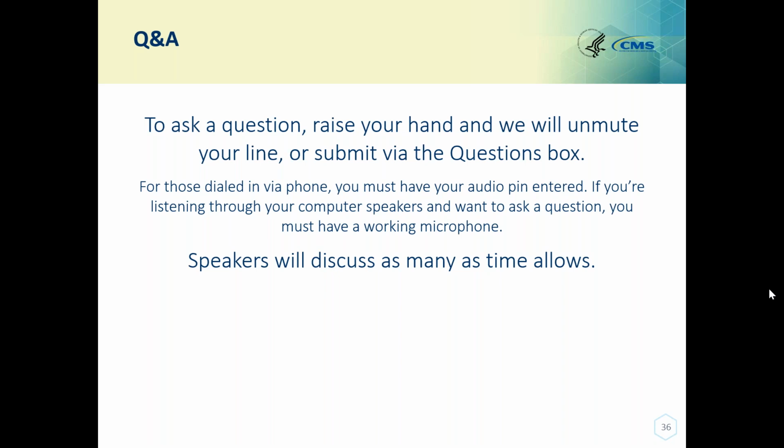So we will now begin the Q&A portion of the webinar. You can ask questions via the chat box, which many of you have begun to do, and we will read those aloud, or you can choose to ask your question over the phone. To ask a question via phone, please toggle the green hand icon on your go-to menu and we will unmute your line. For those dialed in via phone, to ask a question live, you must have your audio PIN entered. If you're listening through your computer speakers and want to ask a question, you must have a working microphone. So while we wait for those who may be interested in dialing in via phone and raising their hand, we'll ask a couple of the questions that have come in through the chat.